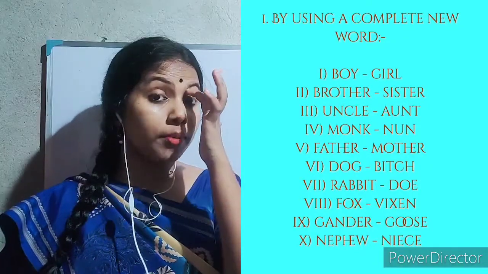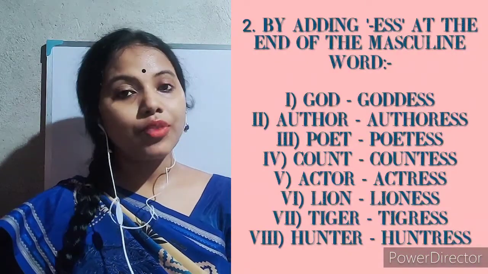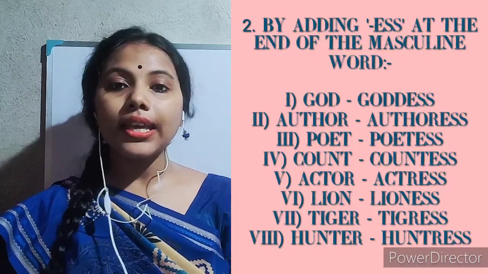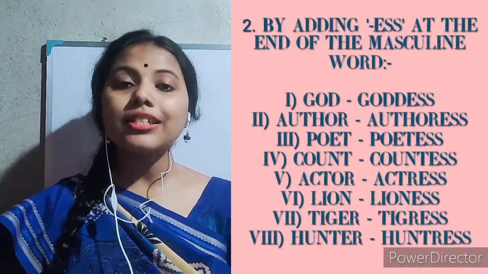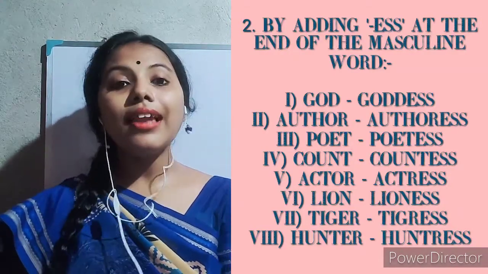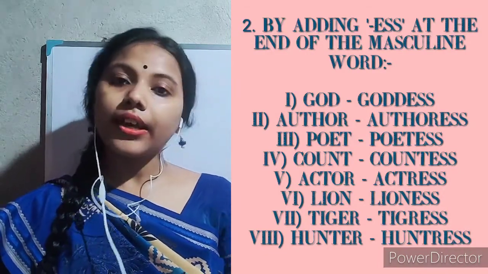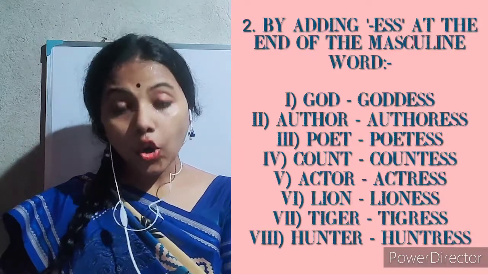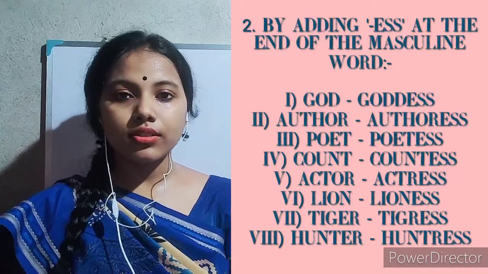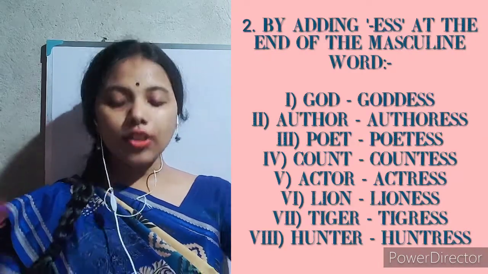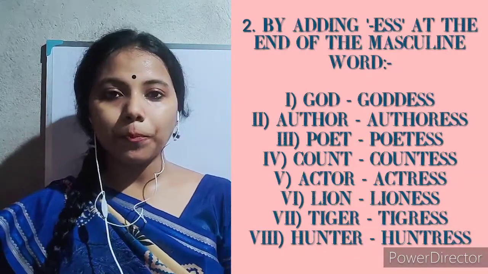Now I am going to talk about the easiest one to form feminine. What is that? By adding ESS at the end. How? You see, poet becomes poetess. ESS is added at the end. Lion becomes lioness. L-I-O-N-E-S-S. Again ESS is added. God, goddess. Author, authoress. Actor, actress. Governor, governess. You see, in all these words, ESS is added. I'll give a list here, you can see.